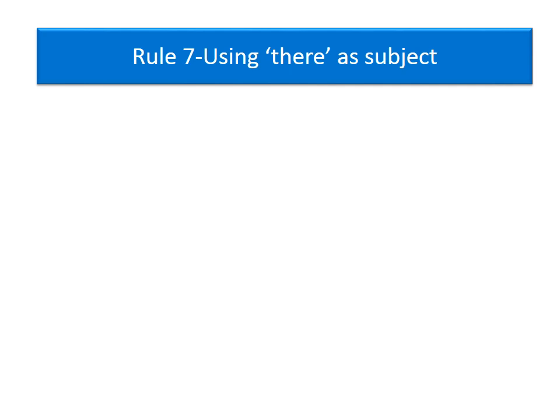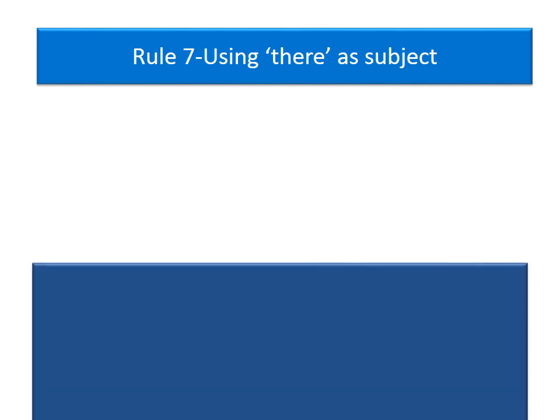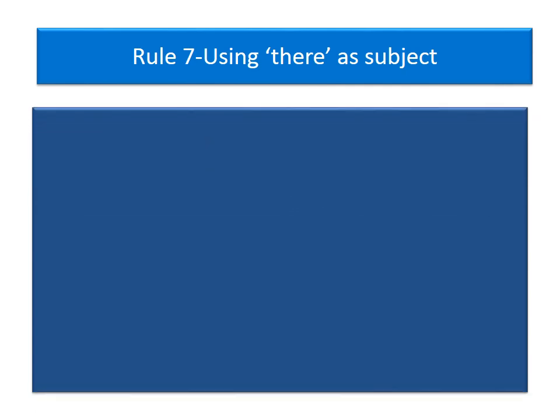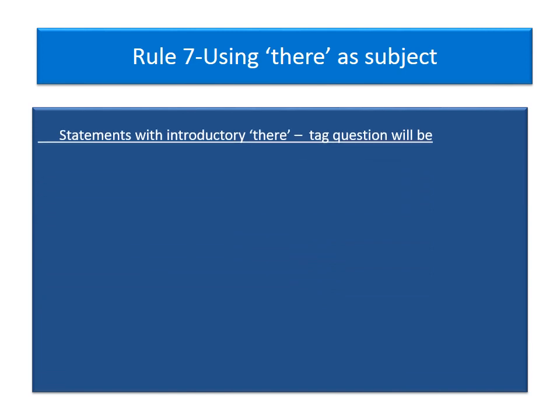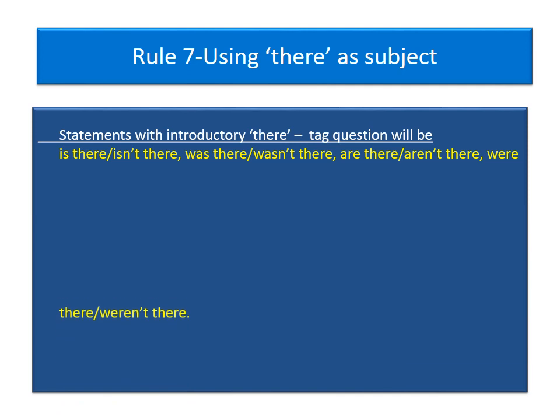Next comes rule number 7, using there as subject. Statements with introductory there, the tag question will be is there, isn't there, was there, wasn't there, are there, aren't there, were there, and weren't there.